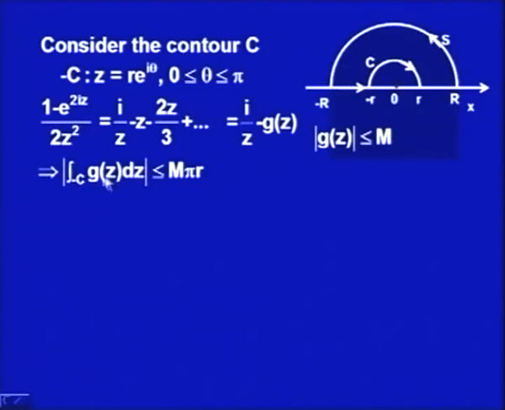Use this ML inequality. Since g(z) is bounded by M, the absolute value of this integral would be less than or equal to M times the length of the contour. What will be the length of this semicircle? Pi times r, where r is the radius of this semicircle. Now, as r approaches 0, certainly this would approach 0.